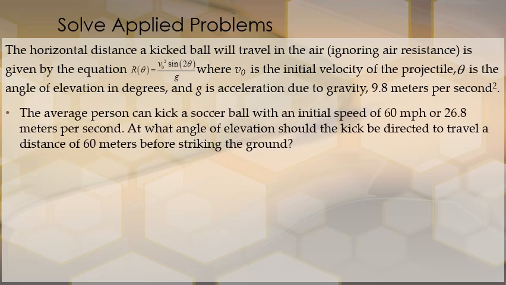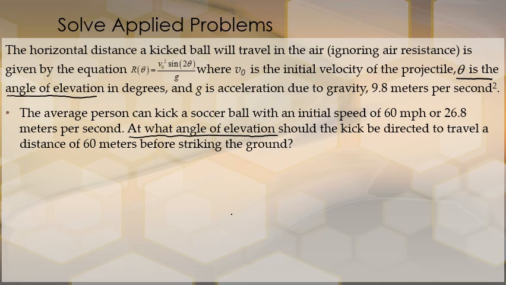So here's the question. The average person can kick a soccer ball with an initial speed of 60 miles an hour or 26.8 meters per second. At what angle of elevation should the kick be directed to travel a distance of 60 meters before striking the ground? So the question on this one I'm going to underline because I want to keep my focus on that. I am looking for an angle of elevation. And we know that theta is the angle of elevation. So I am solving for theta.